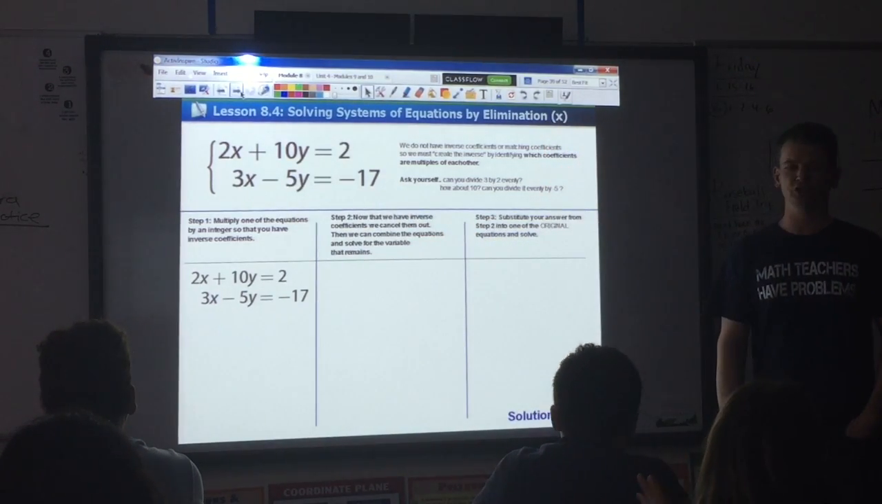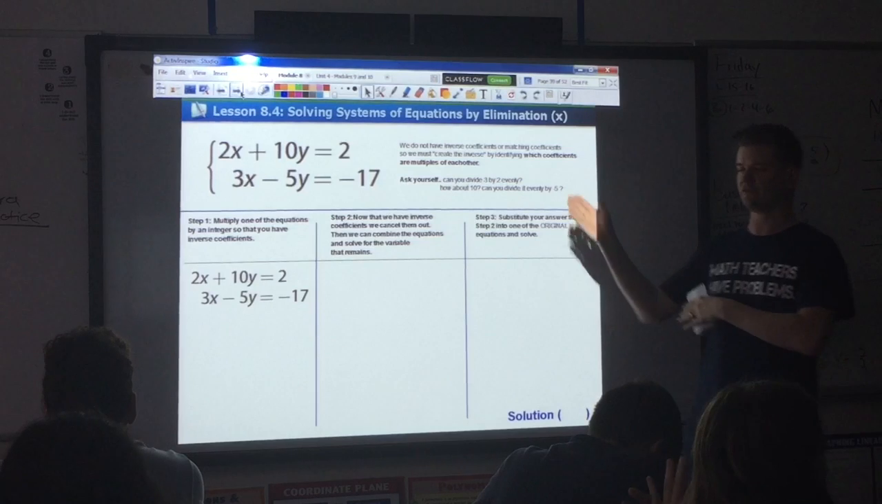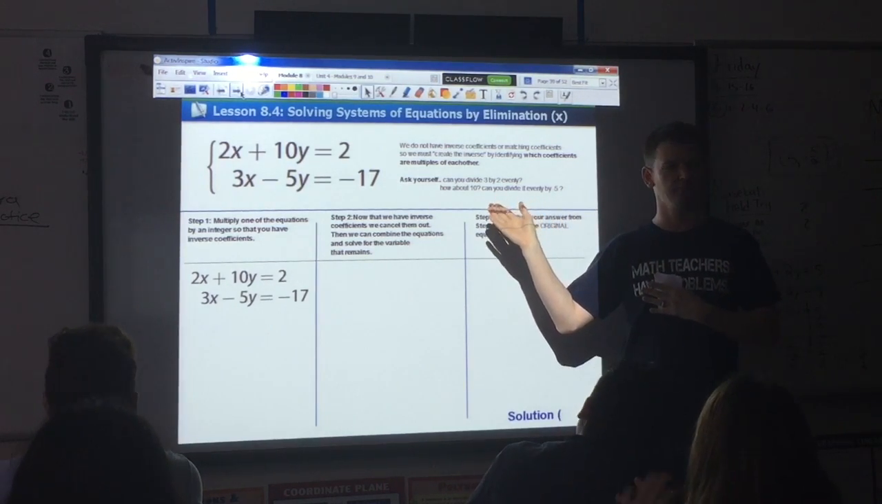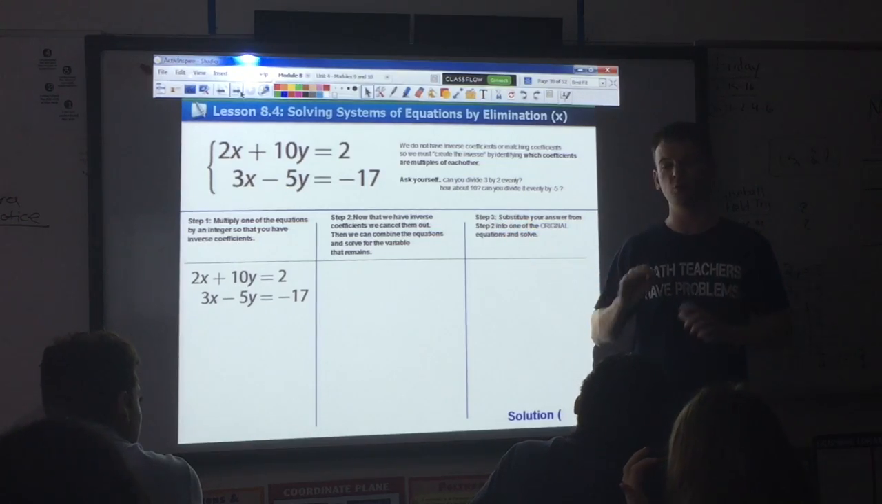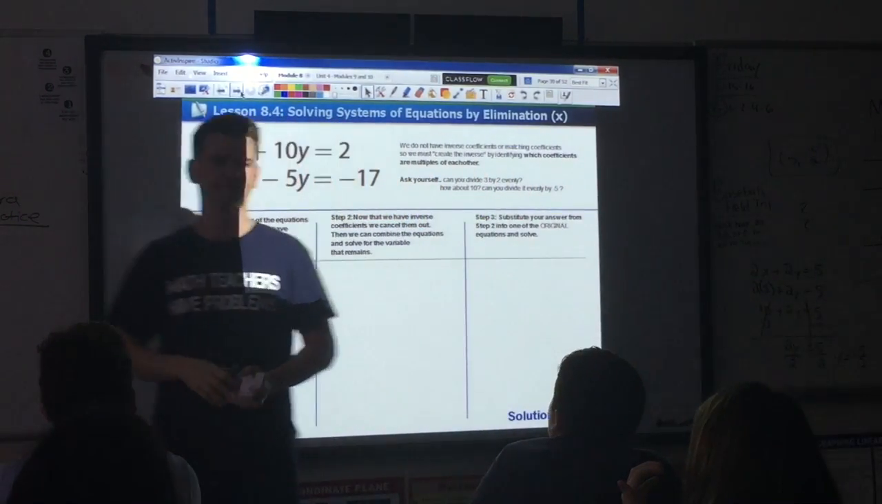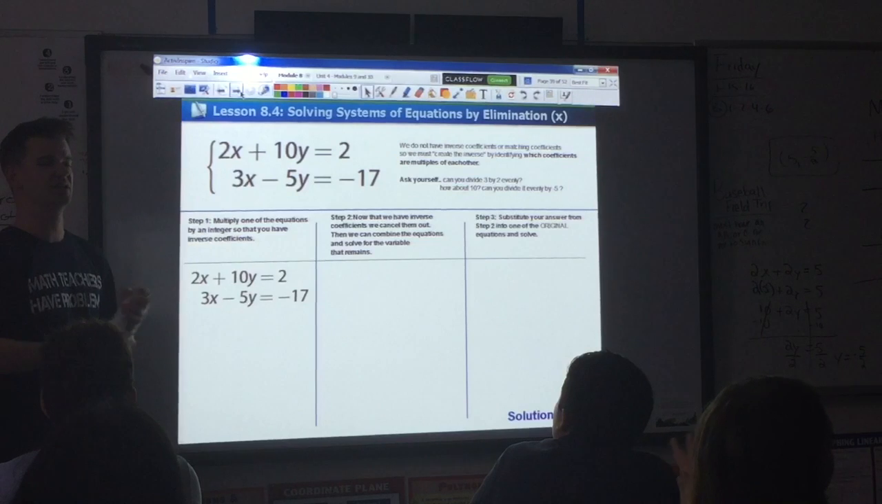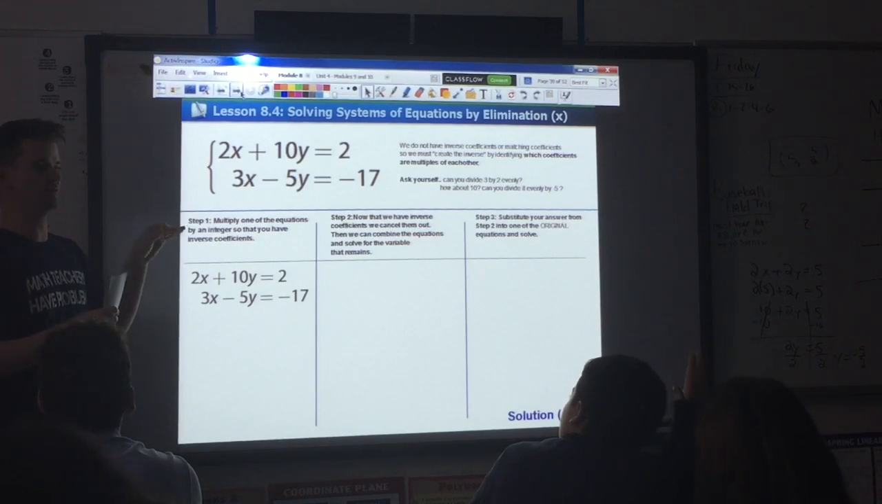The next thing you do is you look for inverse coefficients. Do I have inverse coefficients there anywhere? No. Do I have same term coefficients anywhere? No. I don't have either, but what I can do is try to find the multiples of the coefficients to see if any of these numbers are divisible.